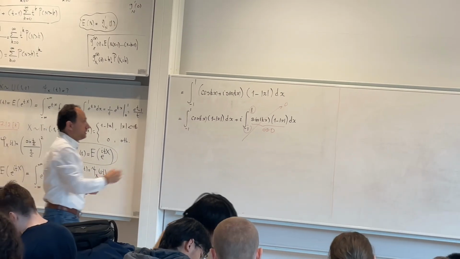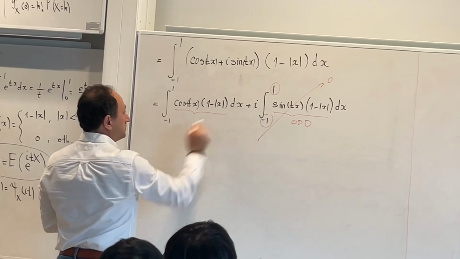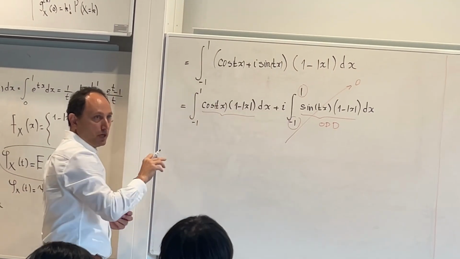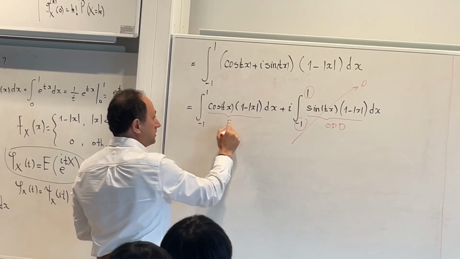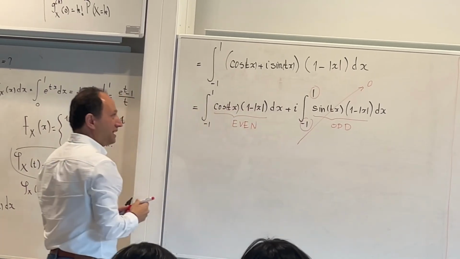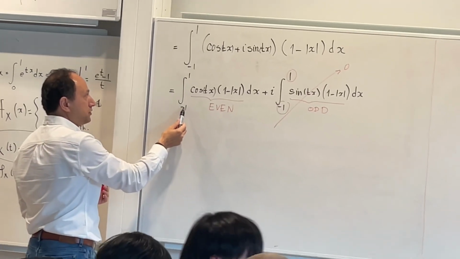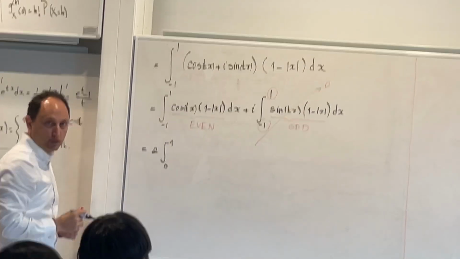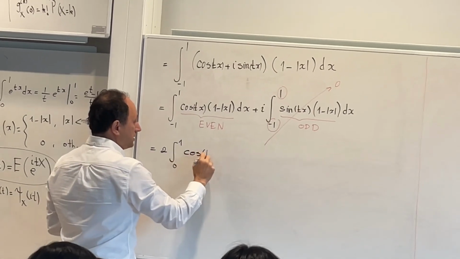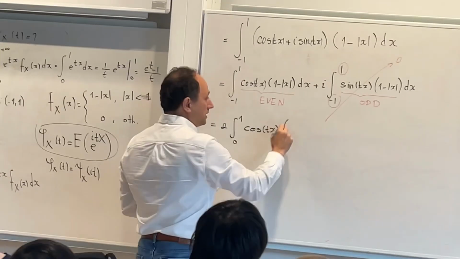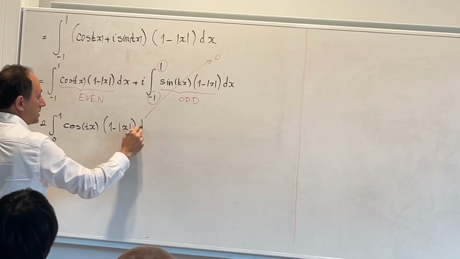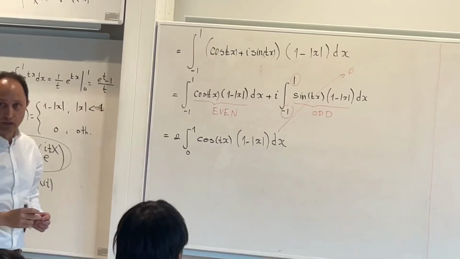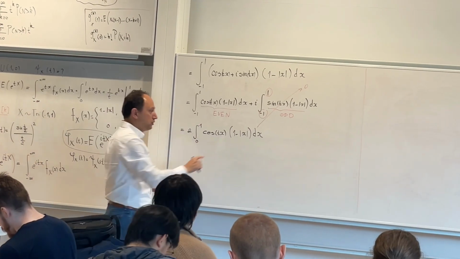But this one, what is this function now? If I change x to minus x, it doesn't change, but cosine also absorbs the minus sign. It doesn't change. So this is even. It makes the calculations a little bit simpler. So instead of going from -1 to 1, I can go from 0 to 1, but the price is to multiply by 2. So it becomes cosine, and then 1 minus absolute value of x dx. This also has another benefit: it allows you to remove the absolute value sign, because here x is positive, so I don't need absolute values.